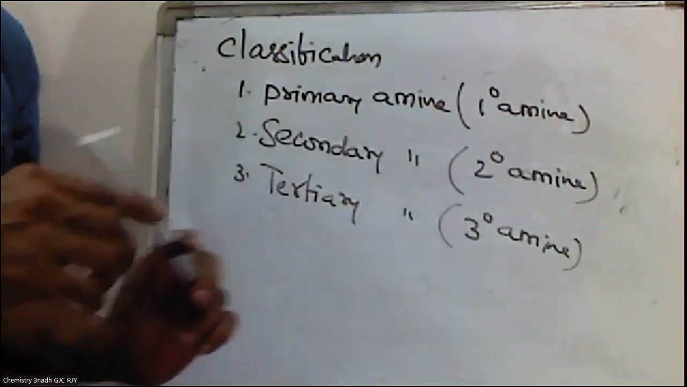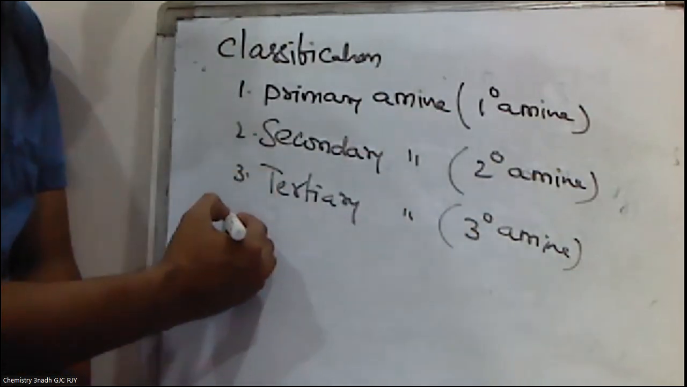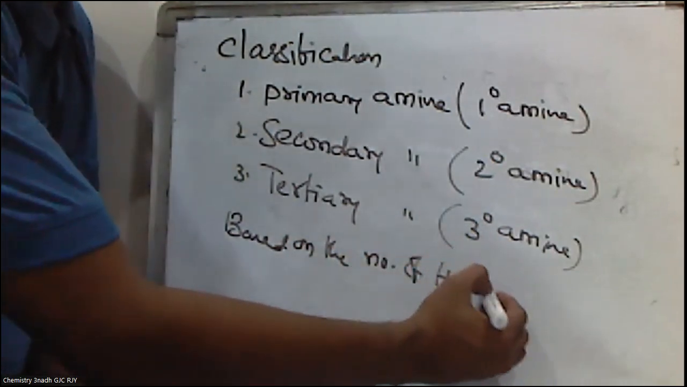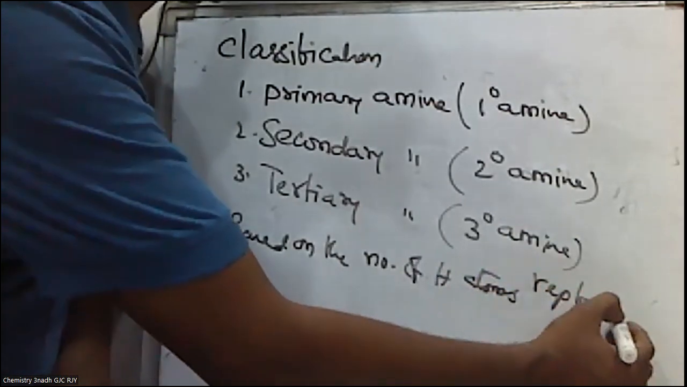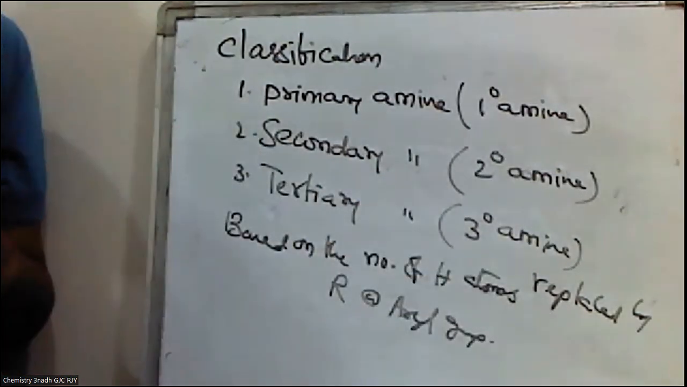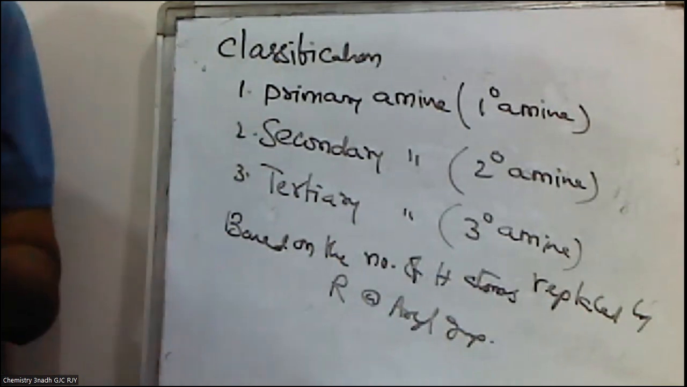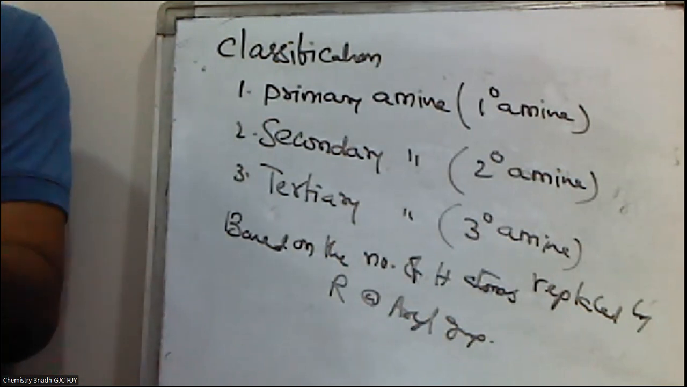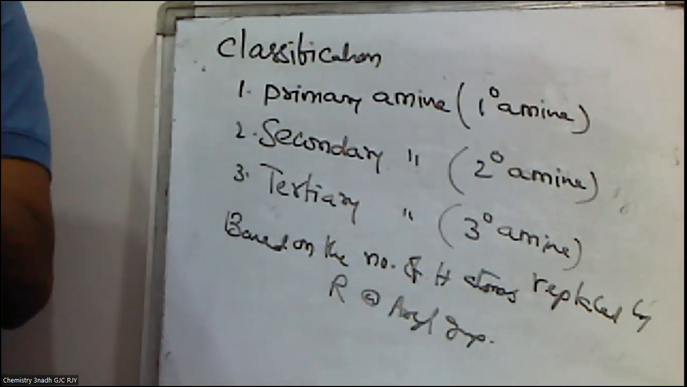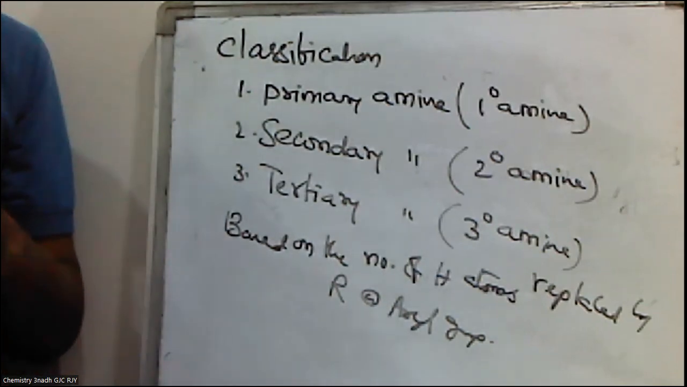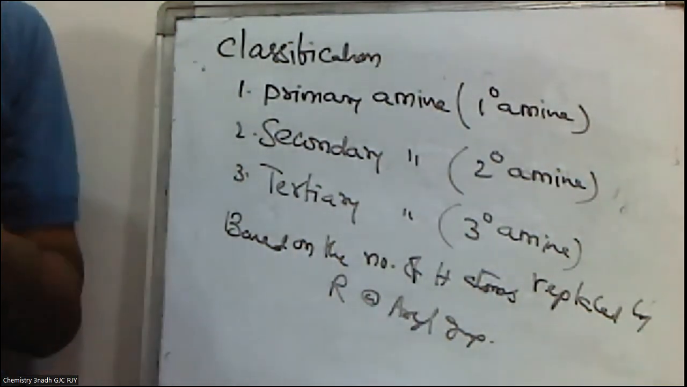Amines are classified into primary amines, secondary amines, and tertiary amines based on the number of hydrogen atoms replaced by alkyl or aryl groups.